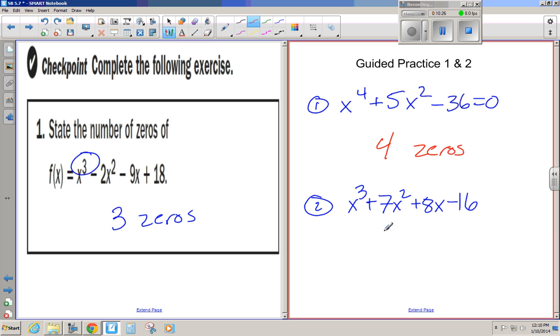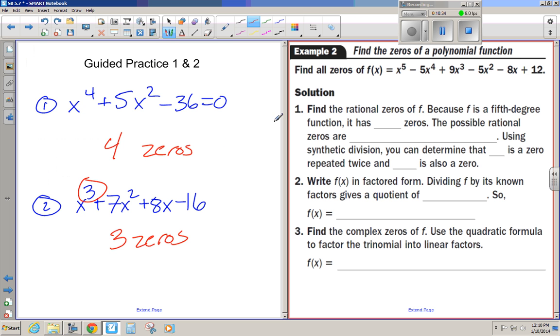This one here has 3 zeros because of the highest exponent, the degree. All right, now finding the actual zeros. You first have to know the zeros. Find the rational zeros of f. Because f is a fifth degree function, it has 5 zeros. So we know there are 5 zeros out there.